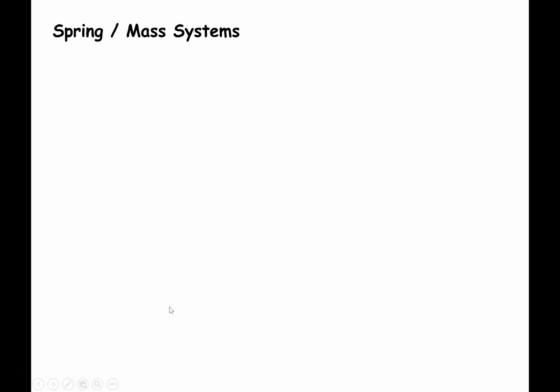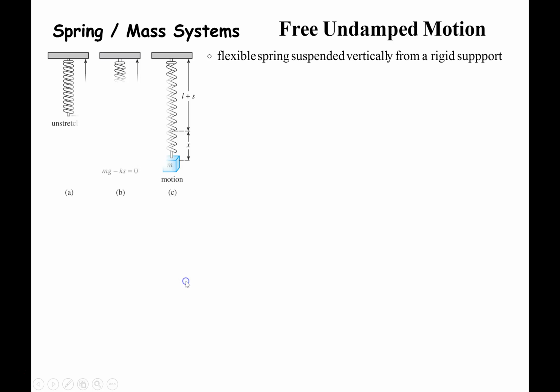So we'll call it spring/mass systems. And at first what we're going to be looking at is called free and undamped motion. We'll explain those two words in a second. So I have this spring that's attached to some rigid support and it naturally hangs there unstretched, a distance capital L. Okay, and then there's an attached end to the rigid support and there's the free end.